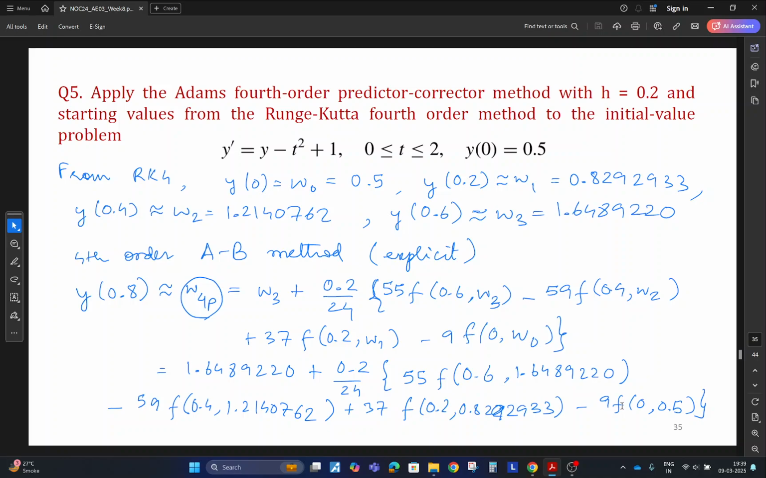Since we have already solved this, we know that from the RK4 method, y0 was equal to w0 equals alpha was 0.5, y at 0.2 was approximately equal to 0.8292933, y at 0.4 was approximately equal to 1.2140762, and y at 0.6 is approximately equal to 1.6489220.